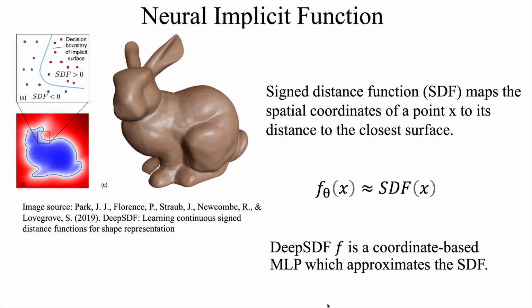Next, we will introduce our shape representation. Signed distance function, SDF, is a widely used shape representation for 3D shape. It maps the spatial coordinates of a point x to its distance to the closest surface. And the DeepSDF F is a coordinate-based MLP, which approximates the SDF value.